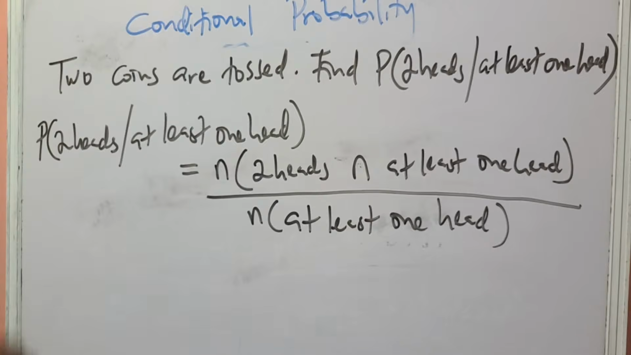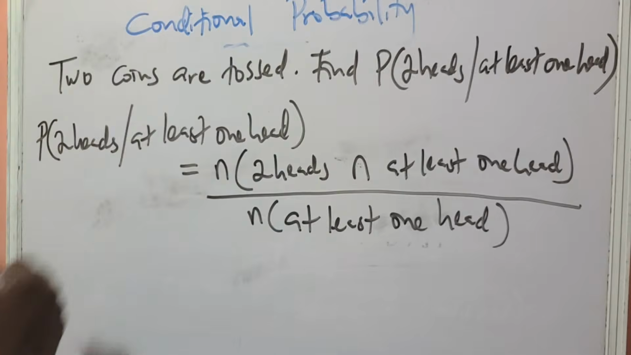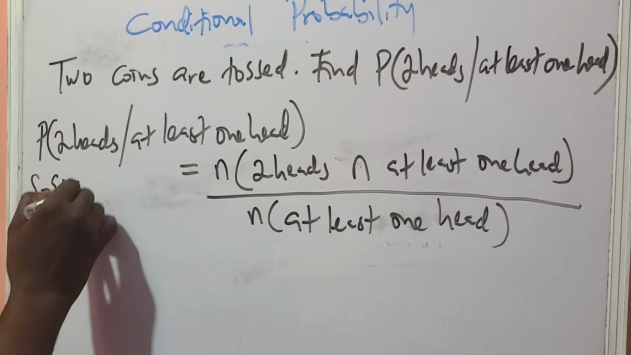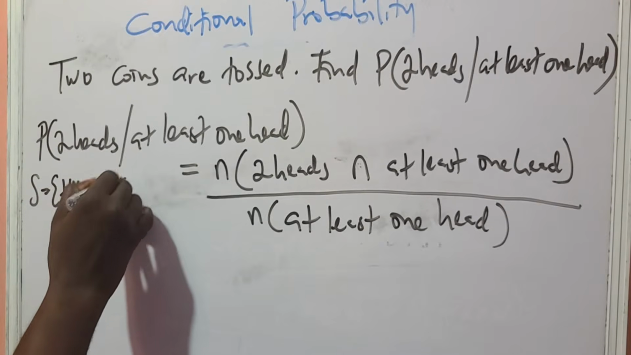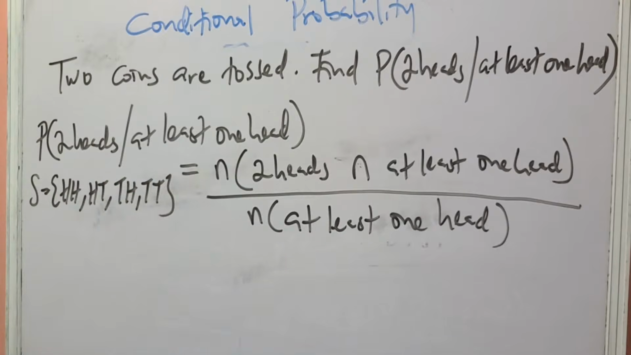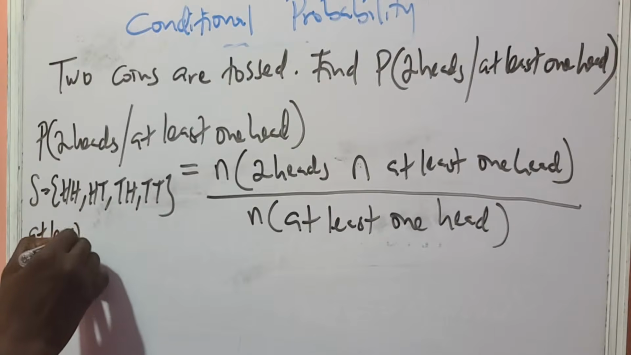Now look at it. 2 heads when you toss 2 coins. Of course, the sample space generally when you toss 2 coins, I'm sure you guys remember it: HH, HT, TH, and TT. Anybody disputing this? I'm sure no one. Now, at least 1 head.